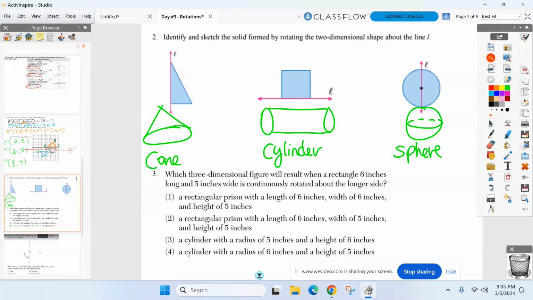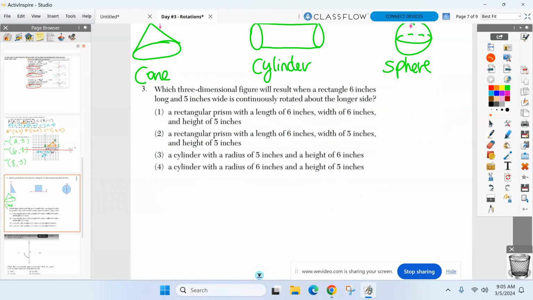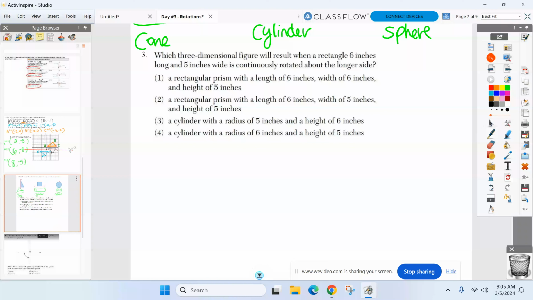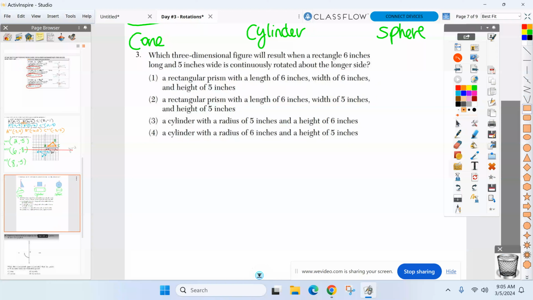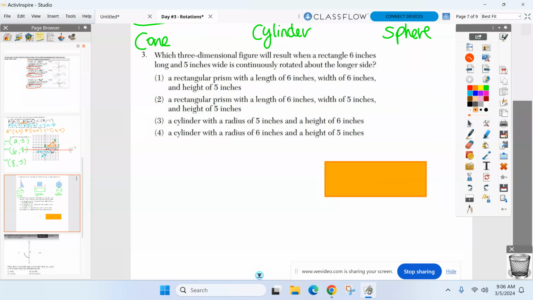All right, so we know what it forms. Now let's put some measurements on it, with some Regents questions. I got these questions off some old Regents before we end today. Which three-dimensional figure will result? All right, so it looks like we're rotating a rectangle that has 6-inch and 5-inch sides. And we're going to rotate it around the longer side, so the 6-inch side. It's going to be continuously rotated around the longer side.